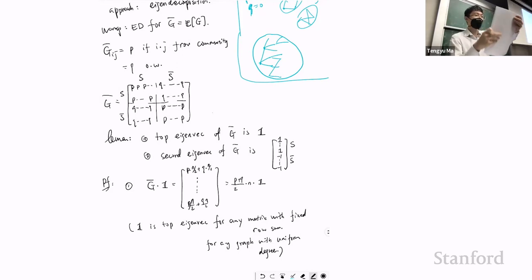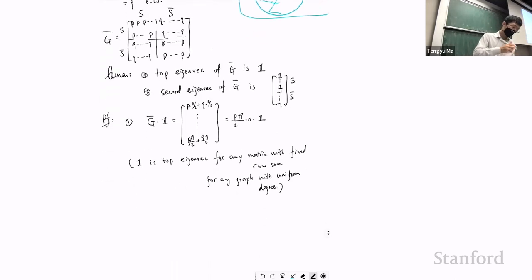So now let's look at the second eigenvector. Let's call this vector U. There are many ways to verify U is an eigenvector. You can directly multiply it and see what the eigenvalue is. I think probably the most intuitive way to think about it is the following. Let's look at G bar. Let's subtract from G bar a background thing.